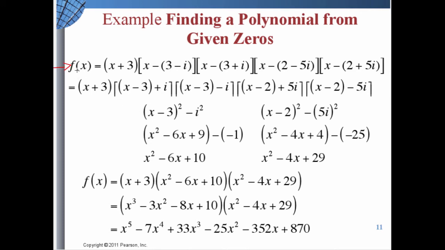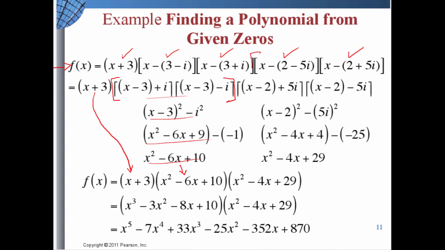Here is our f of x written in factored form. Here we have 1 factor, 2 factors, 3 factors, 4 factors, 5 factors. Now all of this work here, the x plus 3 factor, we're not going to do anything with it at first. All of this work here, between here and here, is multiplying these two zeros that come from complex conjugates. So all of this work here, here, here, and here gives us this factor here.